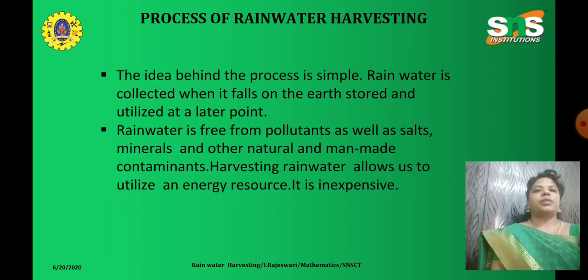Next, we are going to see the process of rainwater harvesting. The idea behind the process is simple. The rainwater is collected when it falls on the earth, stored and utilized at a later point. Rainwater is free from pollutants as well as salts, minerals and other natural and man-made contaminants. Harvesting rainwater allows us to utilize an energy resource. It is inexpensive.